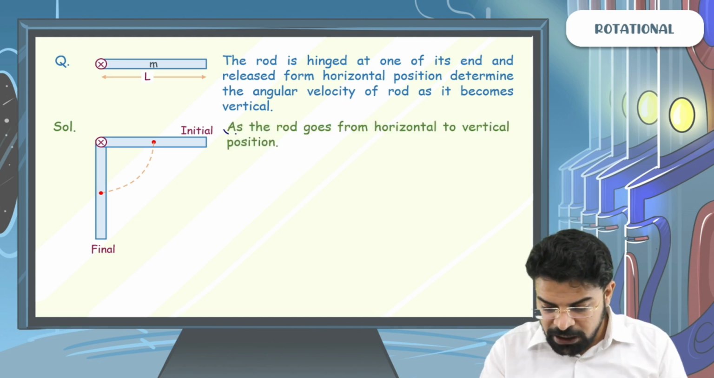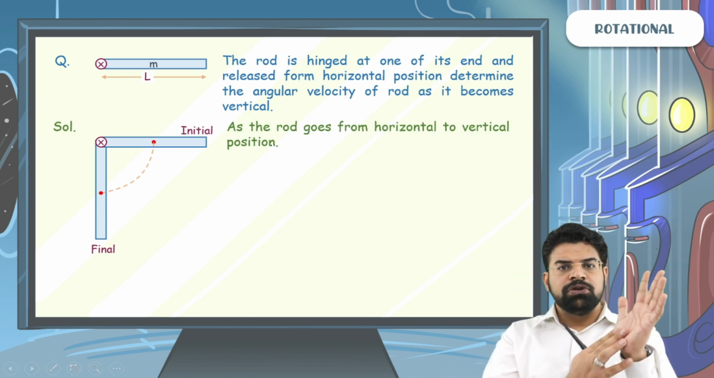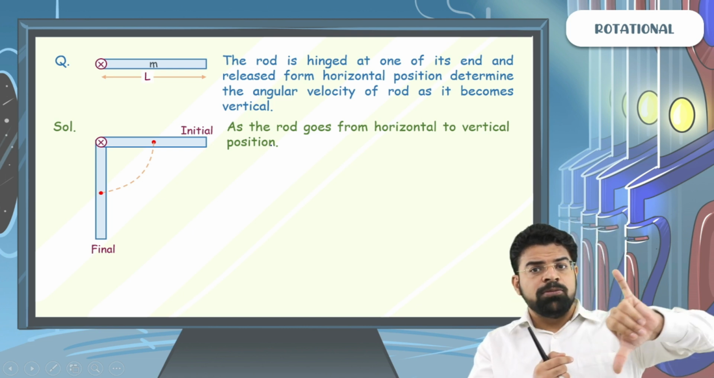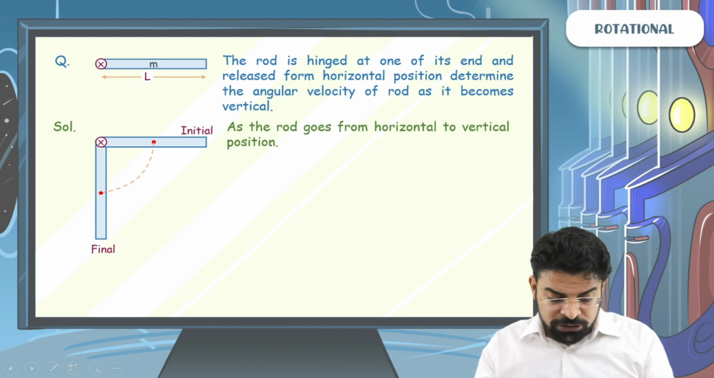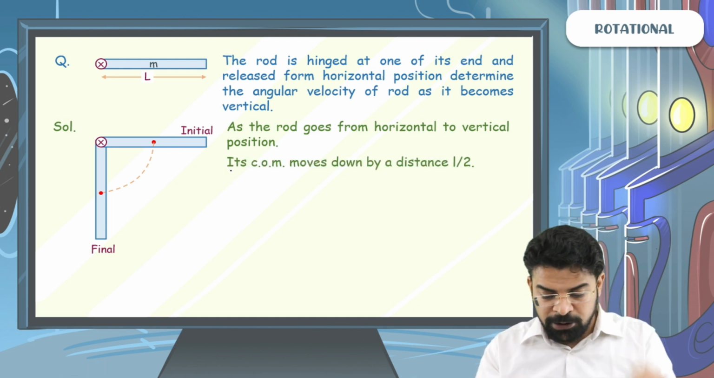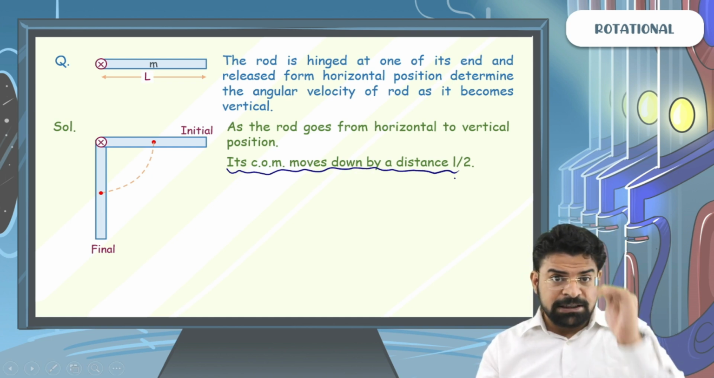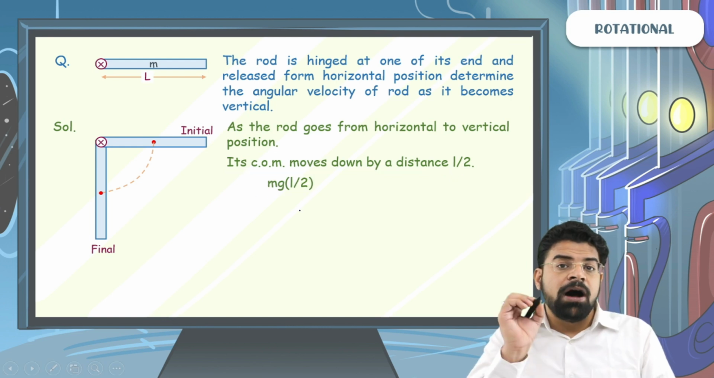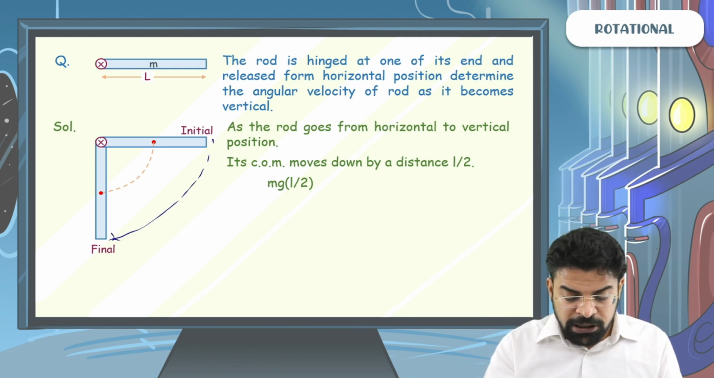So we can say as the rod goes from the horizontal position to the vertical position, work done by all the forces equals the change in kinetic energy. Since in this case the rod is performing pure rotational motion, we will say work done by all the forces equals the change in rotational kinetic energy. So work done by only one force, the force of gravity, equals mg L by 2. As the center of mass of the rod moves down by a distance L by 2, the work done by force of gravity will be mg L by 2, and this has to be equal to half I omega square.